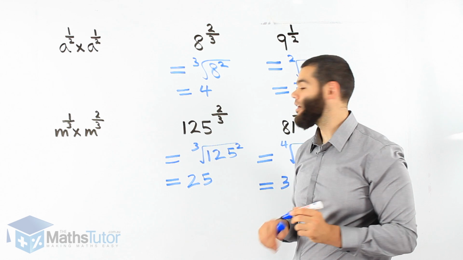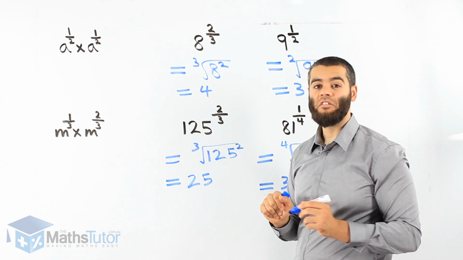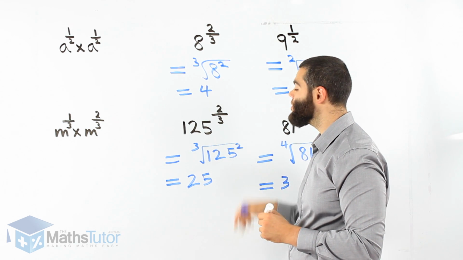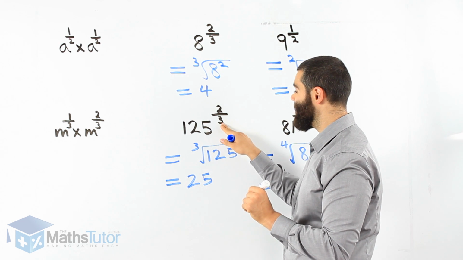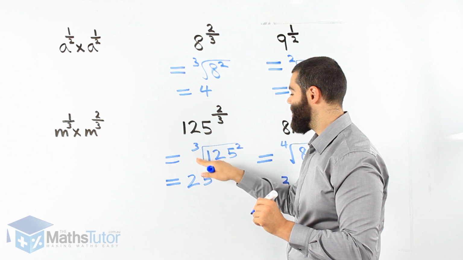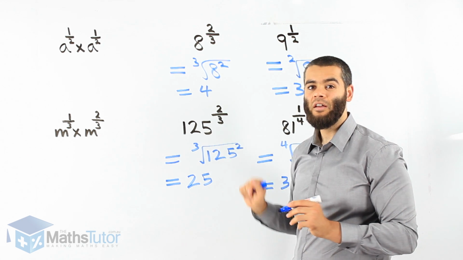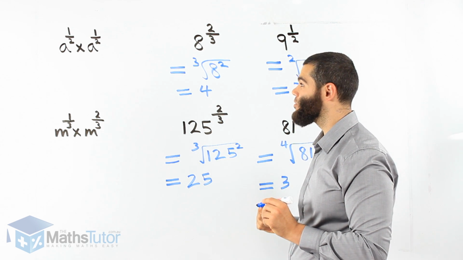You can try it in your calculator. Cube root 125 squared, your answer is 25. That means 125 to the power of 2/3, the answer is simply 25. So the denominator goes outside the root sign, and the numerator goes inside the root sign, and we work it out. Pretty simple. Now let's do some more examples.